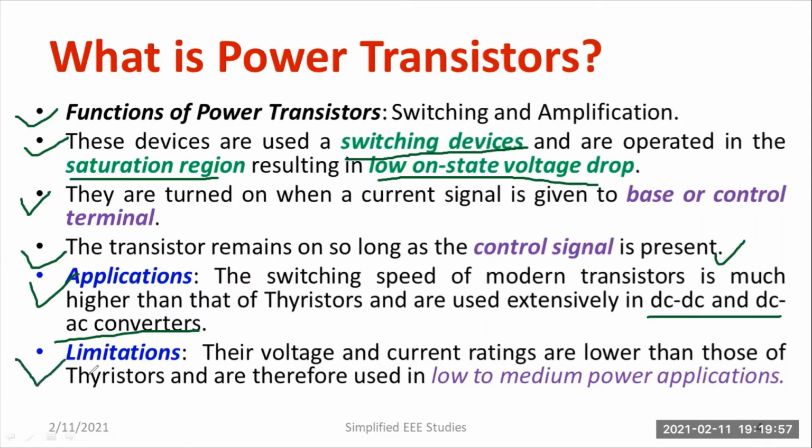What are the drawbacks or limitations of power transistors? Actually, their voltage and current ratings are lower than thyristors. Thyristors are semi-controlled devices that I'll be discussing in module 3. That is also a power semiconductor device. Compared to thyristors, their current and voltage ratings are less, and they are used for low to medium power applications.